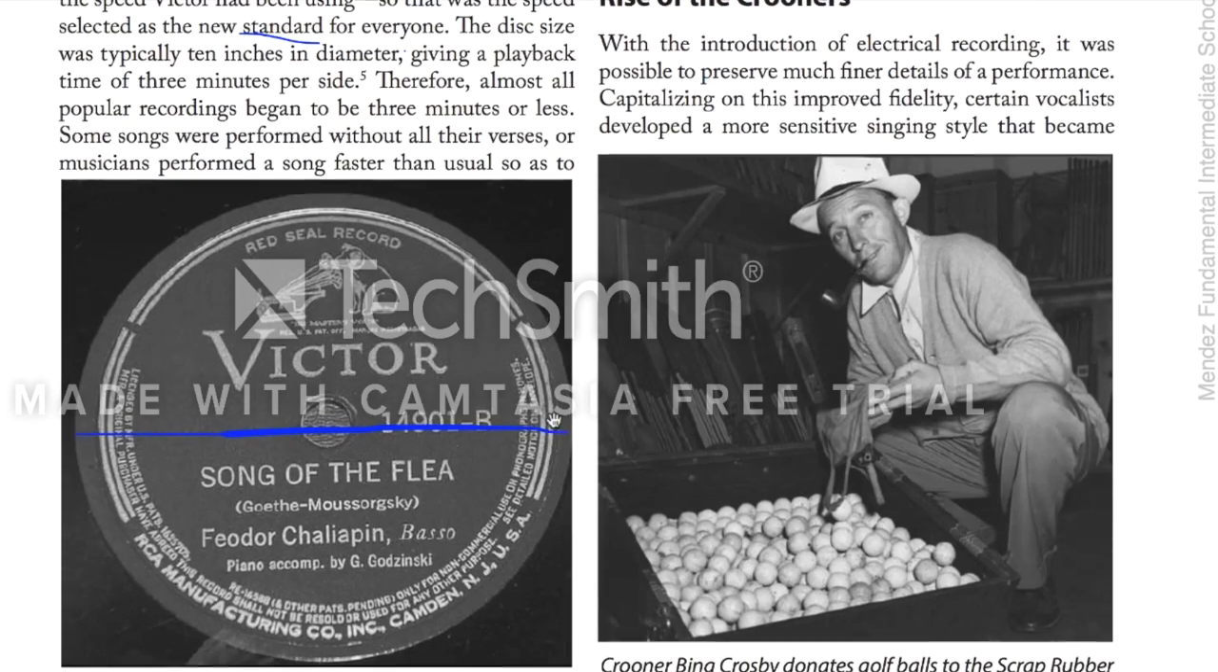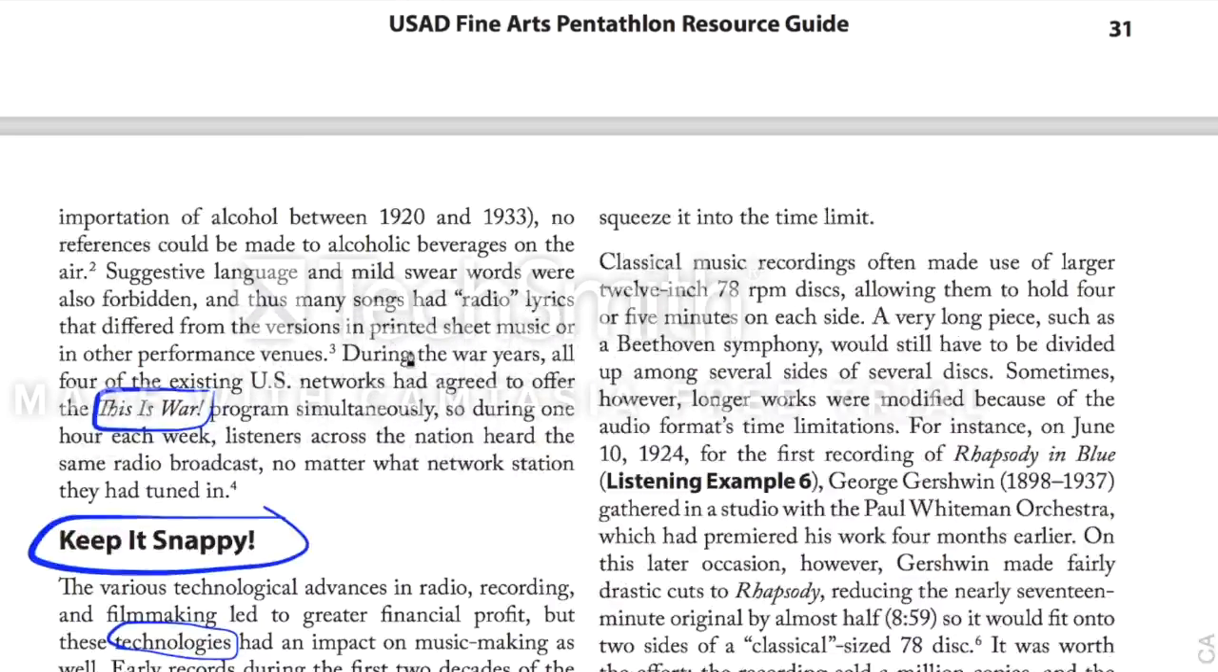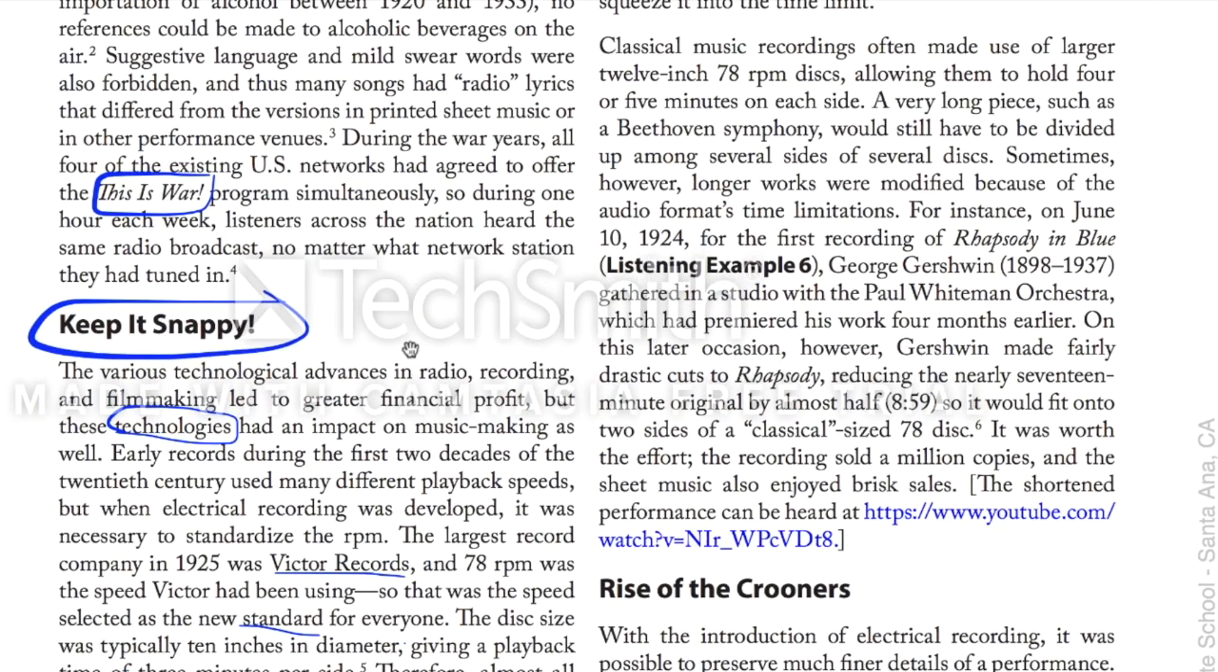Because it's kind of weird to have half of a song on one side and then have the person flip over the disc so they can listen to the rest of the song. Classical music recordings often made use of larger 12-inch 78 RPM discs, allowing them to hold 4 or 5 minutes on each side. A very long piece, such as a Beethoven symphony, would still have to be divided up among several sides of several discs.